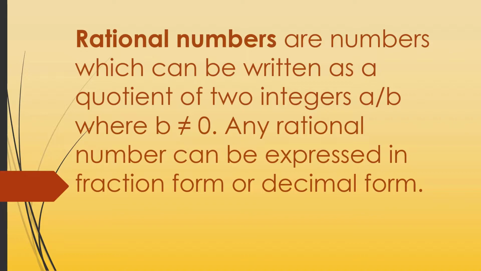By definition, rational numbers are numbers which can be written as a quotient of two integers, a over b, where b is not equal to 0. So rational numbers can be presented as a over b, where b is not equal to 0, because when b is equal to 0, that is undefined, or the answer is unknown. Any rational number can be expressed in fraction form or decimal form.